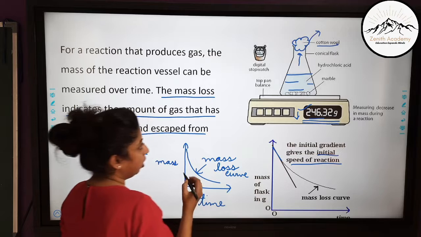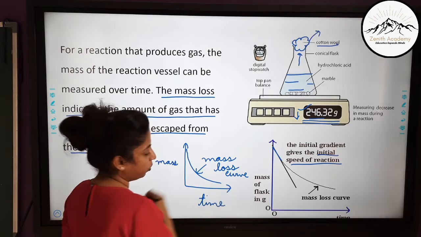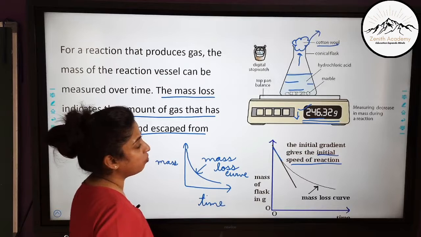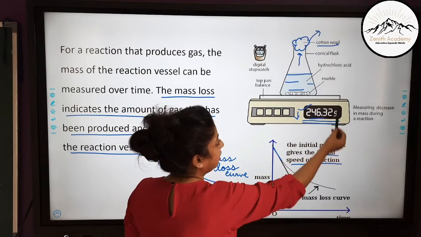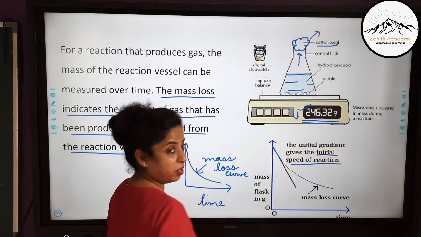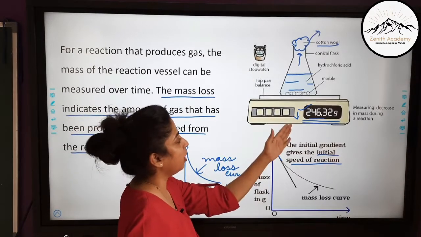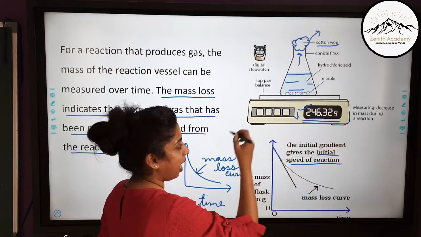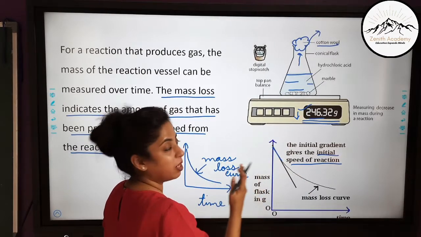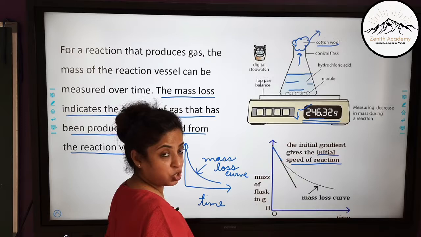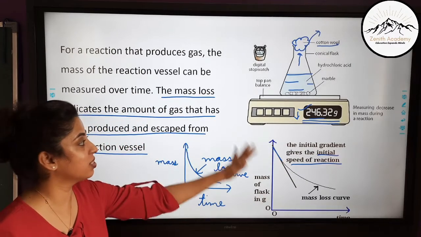And once all the product has escaped, the reaction will come to an end, it will come to a stop. So basically what you are doing is noting down the loss in mass at different time intervals by using a digital stopwatch or something. So with time you have to make a table. At this particular time, this is the mass. At different times you have to note the reading of the mass, change in mass, and you will observe that as time has increased, mass has decreased.